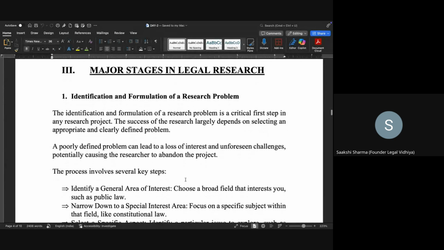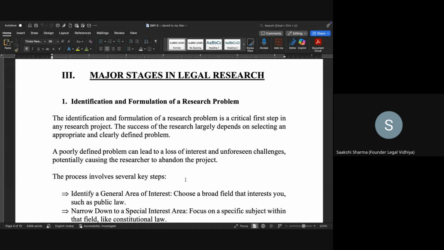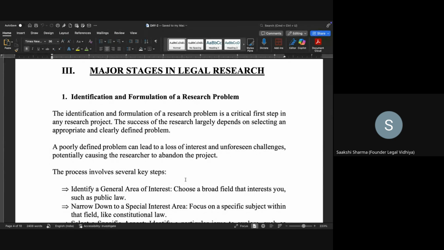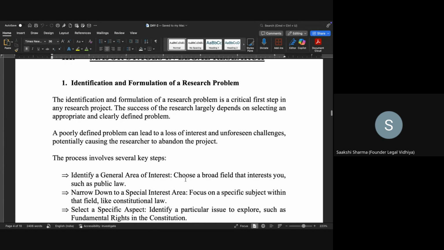Now, coming to the first step in our legal research, what do you do? If you have to write a research paper, what will you do first? You identify your research problem. The identification and formulation of a research problem is the first and the most crucial step, because if your research problem is not appropriate, not clearly defined, or not crisp, you will not be able to write on it. A poorly defined problem can also lead to a loss of interest and unforeseen challenges, because of which the researcher will abandon his project.